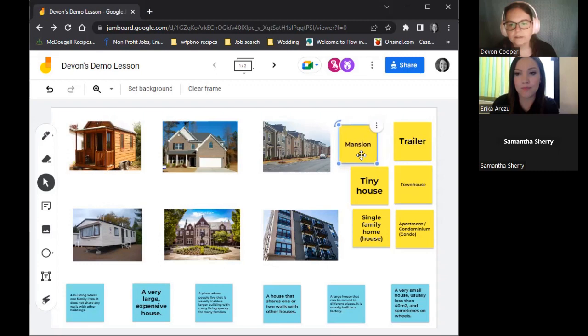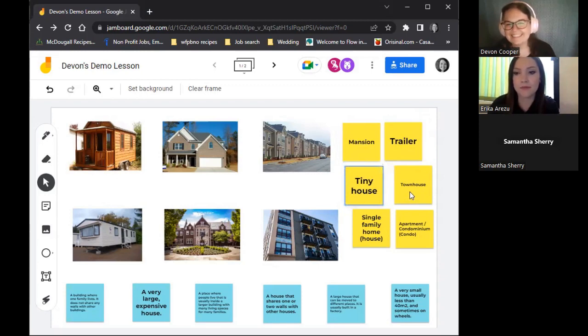first one here says mansion, and next to it we have good. Then we have trailer. Trailer. Okay. Trailer. We have tiny house. Tiny house. And then we have townhouse. Townhouse. Maybe we have a lot of those in Germany.